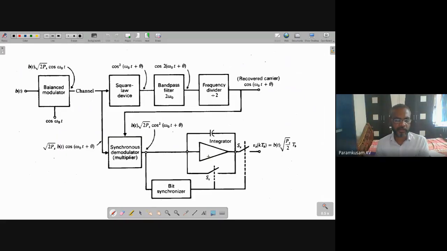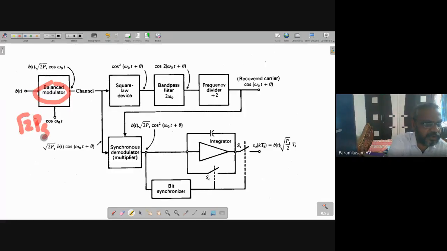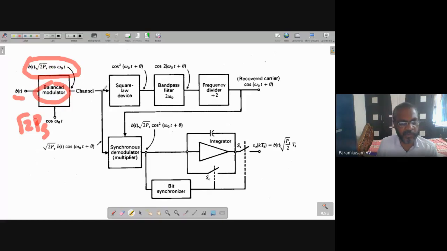Okay. So again we come to this block diagram of binary phase shift keying. In previous class we have discussed how binary phase shift keying is generated by using simply a balanced modulator. That balanced modulator multiplies root 2 ps cos omega naught t and b of t. Then you will get the product of b of t and root 2 ps cos omega naught t.